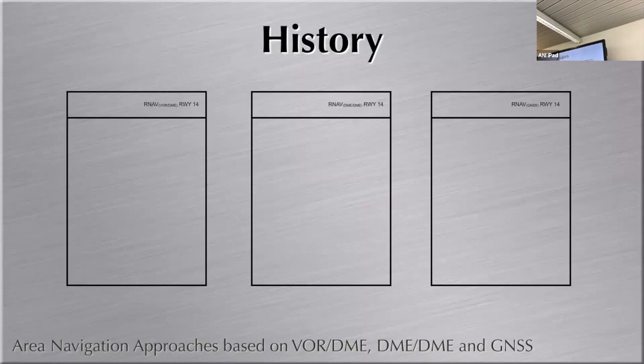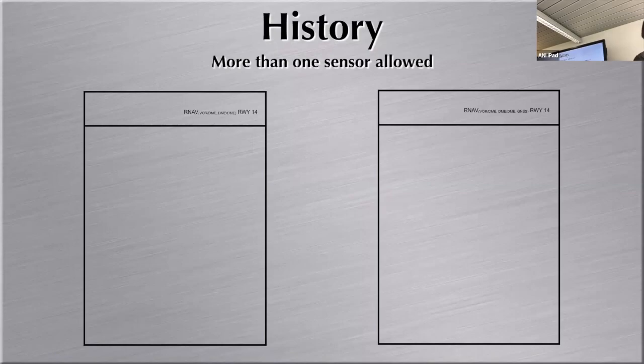And the titles, as you can see on the chart here, or on the schematic charts, were RNAV VOR DME runway 14, RNAV DME DME runway 14, RNAV GNSS runway 14, if one specific sensor for this particular approach was going to be used. But already at that time it was said more than one sensor could be used. And then you had this mayhem in the title about saying what sensors are allowed. So if VOR DME and DME DME would have been allowed, the title was RNAV VOR DME, DME DME runway 14.